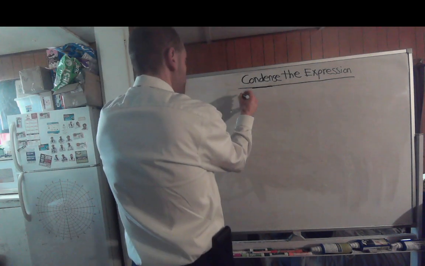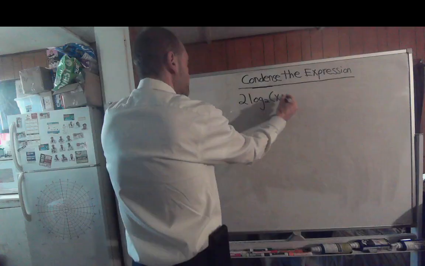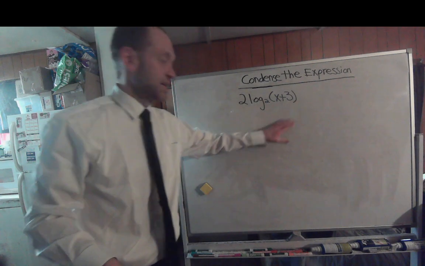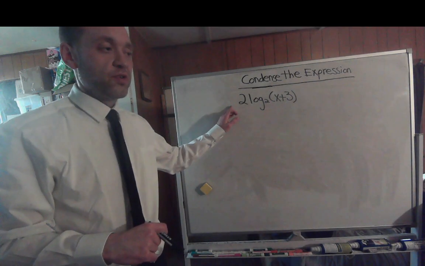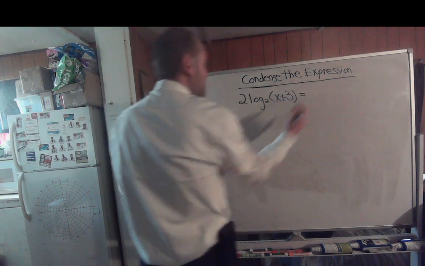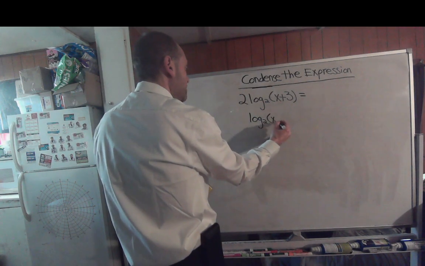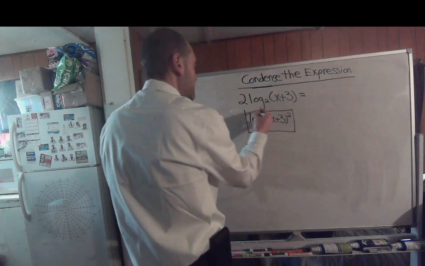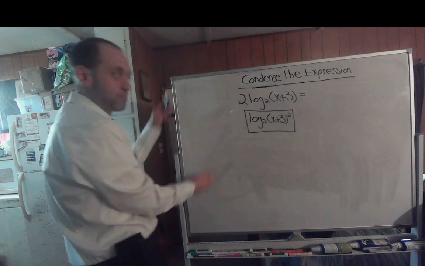Alright, let's see. You have 2 times log base 2 of x plus 3. So whenever you have a coefficient on a logarithm, what does that relate to? That relates to the power rule for logarithms, right? This would be the same as log base 2 of that x plus 3 raised to the second power. And that's exactly what that would turn into. Log base 2 of that x plus 3 raised to the second power.